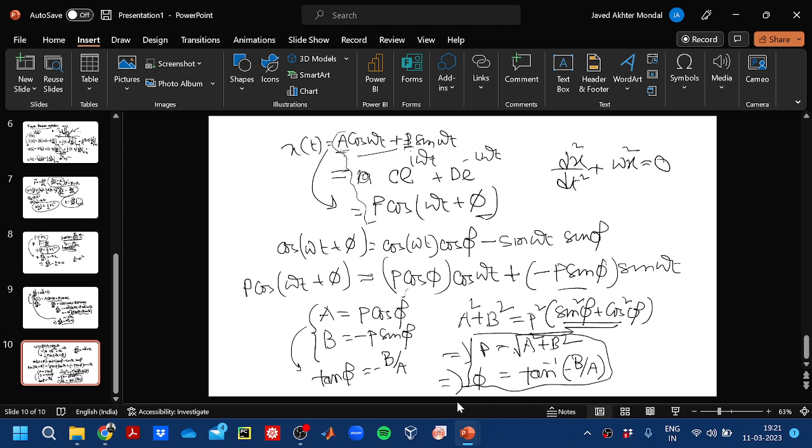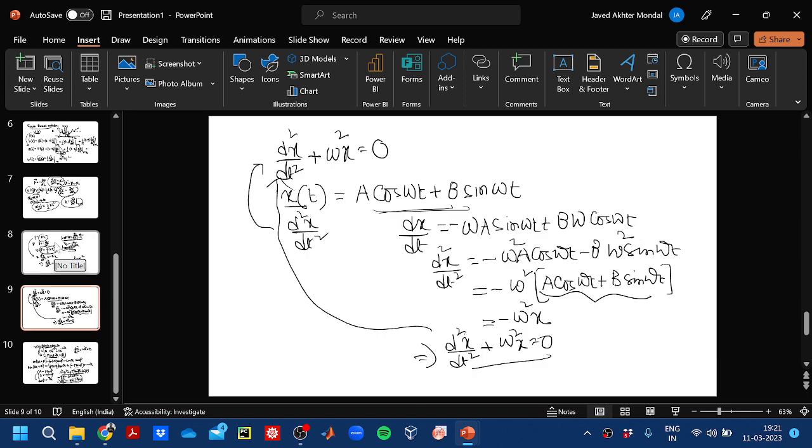So if we are given the equation in this form, and suppose we are asked to write the displacement in this form, then we have to make the transformation here. If we know a and b, from that we can calculate the value of p and phi. And once we are done with calculating the value of p and phi, we can write our displacement in this general form. So this is the solution of our given harmonic oscillator equation.